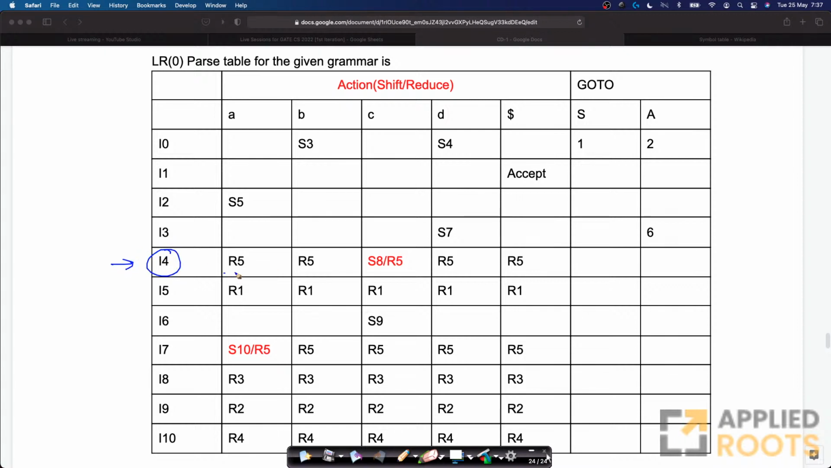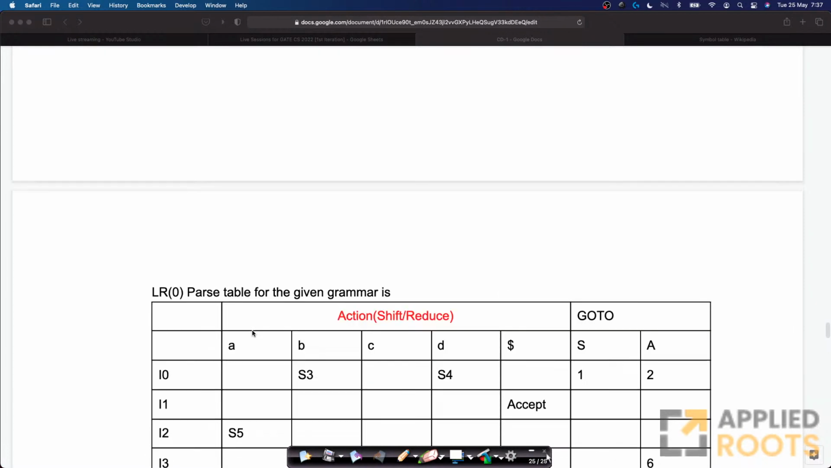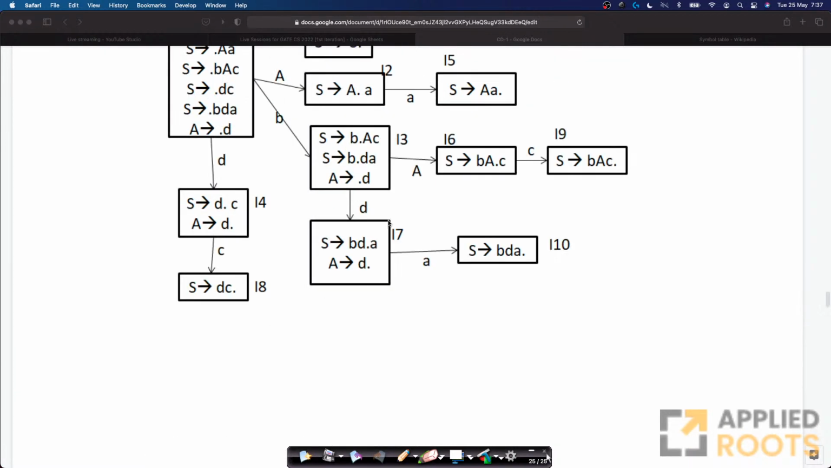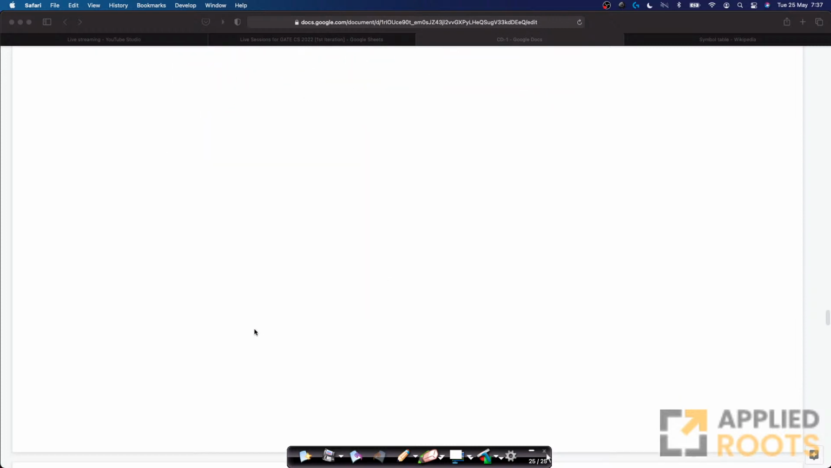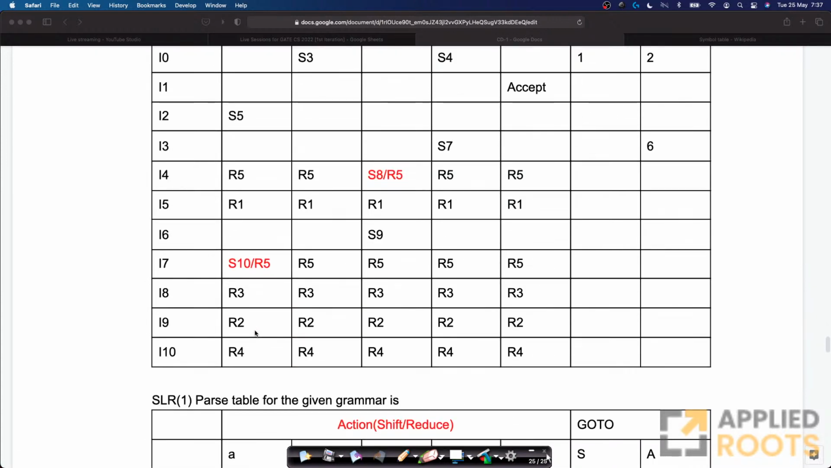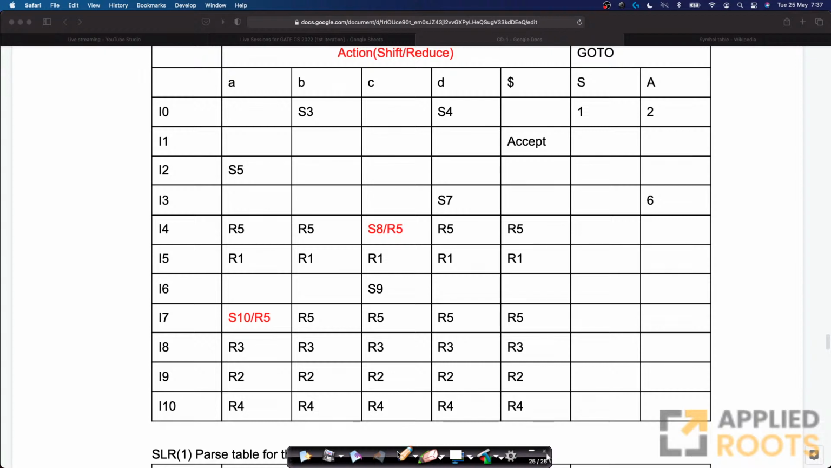For I4, you place R5 in all these places. Similarly for I7 also, you place R5 in all these places. Let's look at I7 here. I7 also has this reduction because of A generates D dot. Now comes the fun part. You'll also observe that in I4, when I see C, I can also do shift 8. I can also shift to the 8th state.